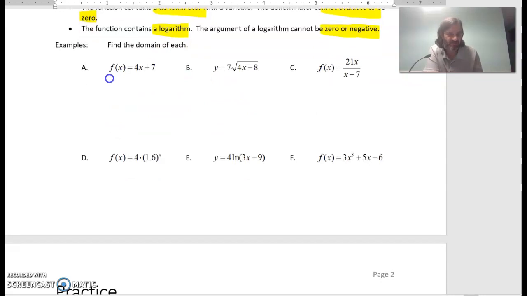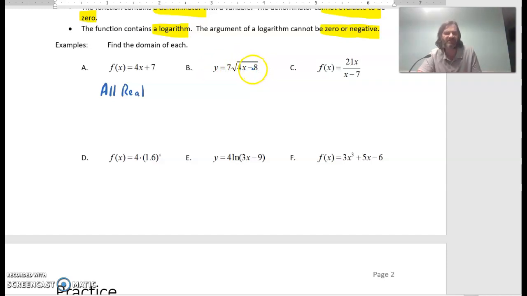So the first one here, we're going to state the domain. A, f of x equals 4x plus 7. In that case, we ask ourselves, is there a root? No, there's no root. Is there a denominator? No, no denominator. Is there a logarithm? No. So there's nothing that stops us from using any numbers, so the domain would be all real. And if you remember back, 4x plus 7 is similar to y equals mx plus b, so it's just a straight line.